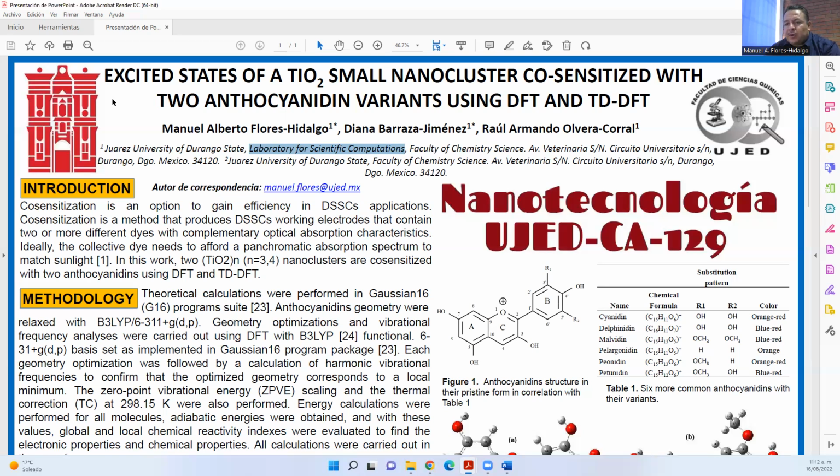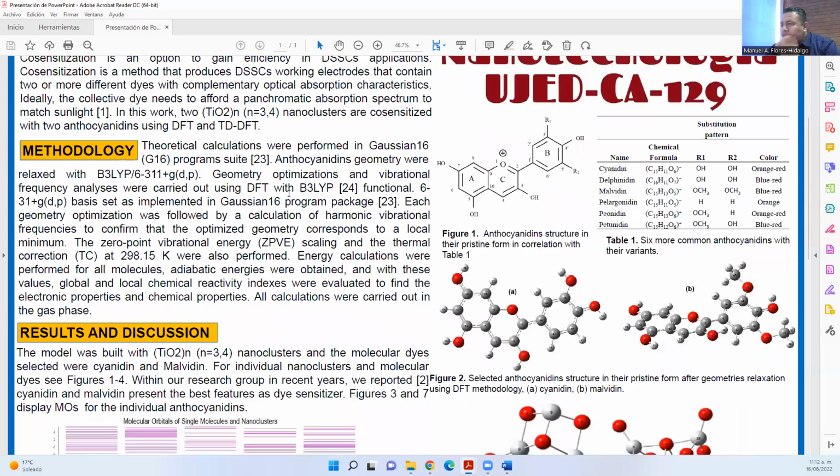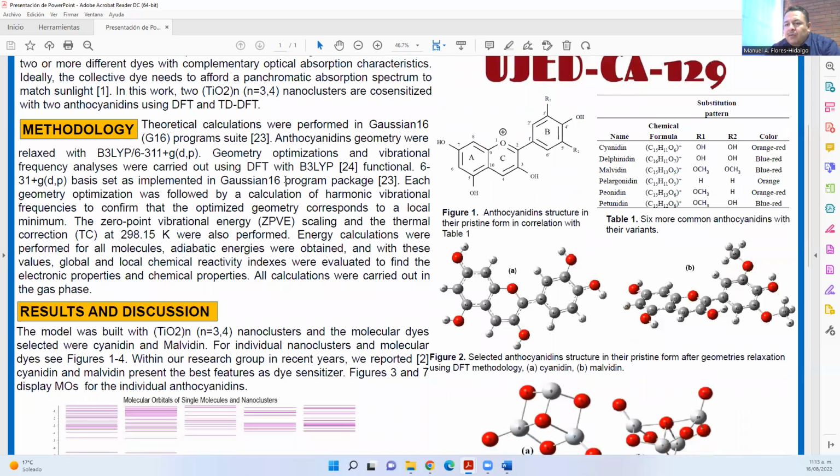The title of this poster is Excited States of Titanium Dioxide Small Nanocluster Co-Sensitized with two anthocyanidin variants using TD-DFT. For the sake of time, I will focus on the images in this explanation. This is a theoretical work using DFT, using the Gaussian version 16 software package.